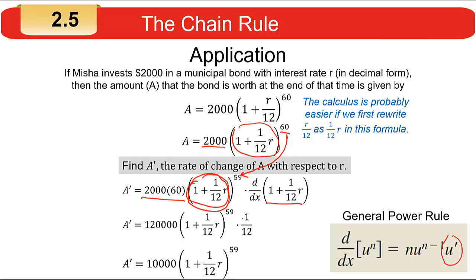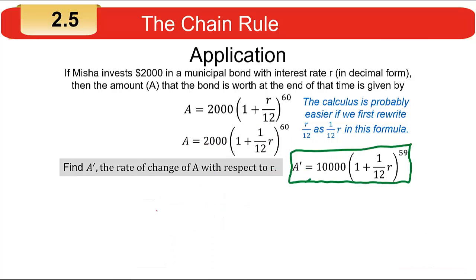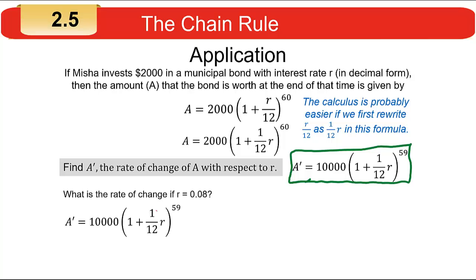Simplifying, we can take 1/12, multiply it by 120,000, and we get 10,000, and there it is. There is A prime. Once I get that, I could ask additional questions about this problem. For instance, what is the rate of change if the interest rate is 0.08, in other words, 8%? And all you have to do at this point is plug in the value of R, which is 0.08.